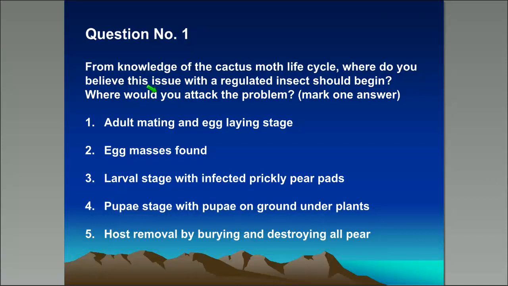So where do you think, based on the science that we know, where would the weak link be where we could effectively come out with management to halt or even stop the further invasion of the cactus moth in the state?